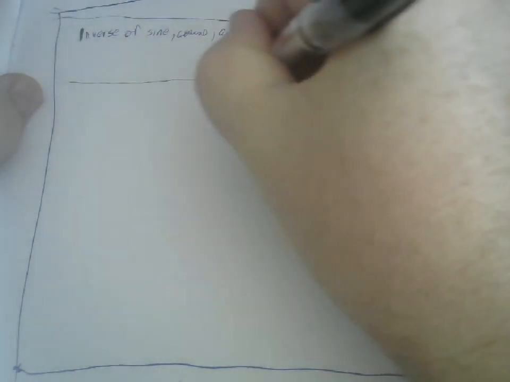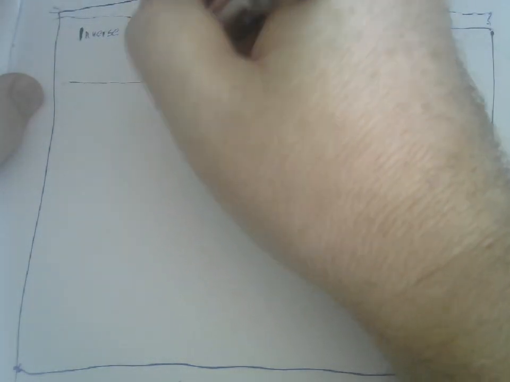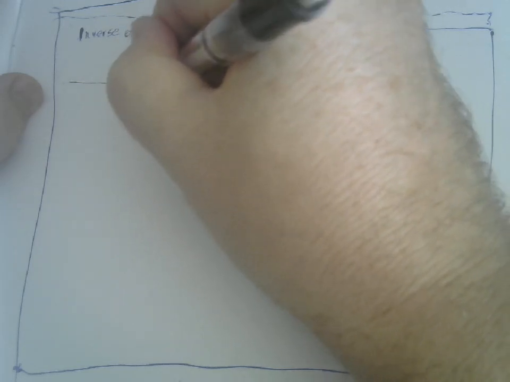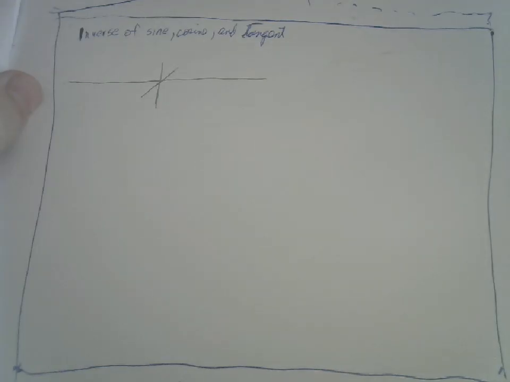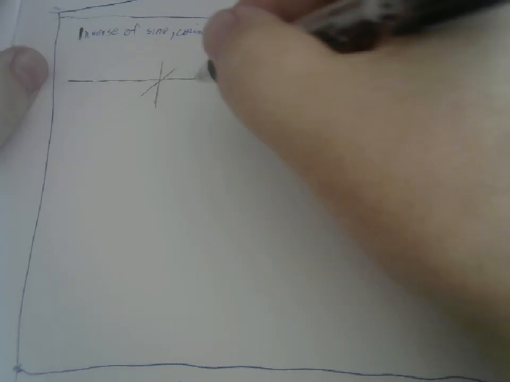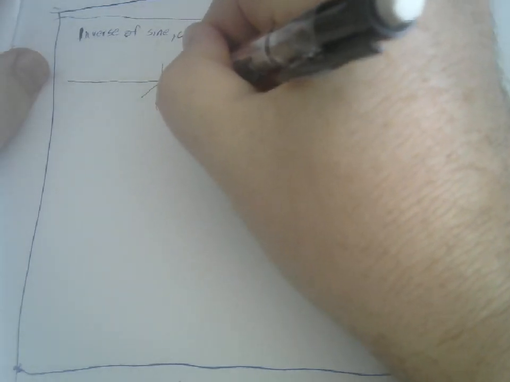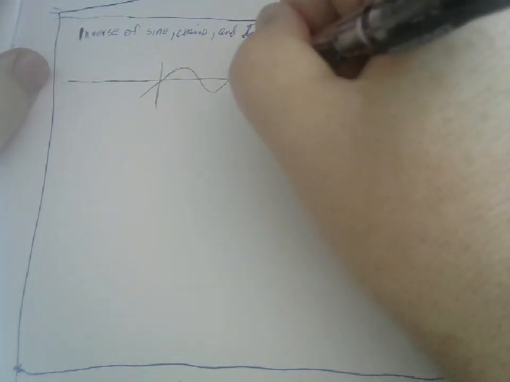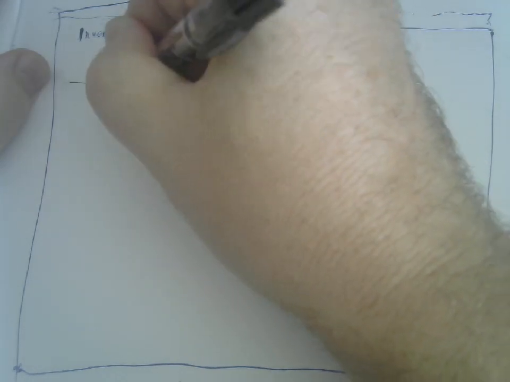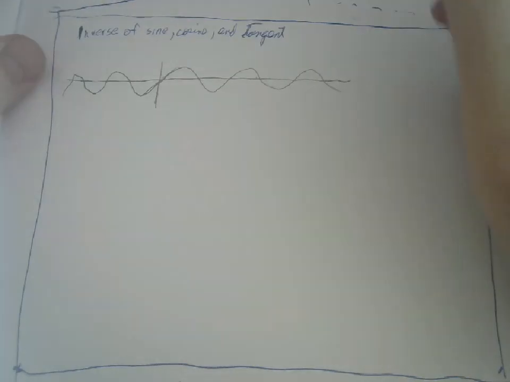Hello, I'd like to try to make a video about the inverse of sine, cosine, and tangent. First, let's look at the functions. Sine looks something like this. You start with a line going up like that, and then we have it coming up like that. Now, the inverse of sine.